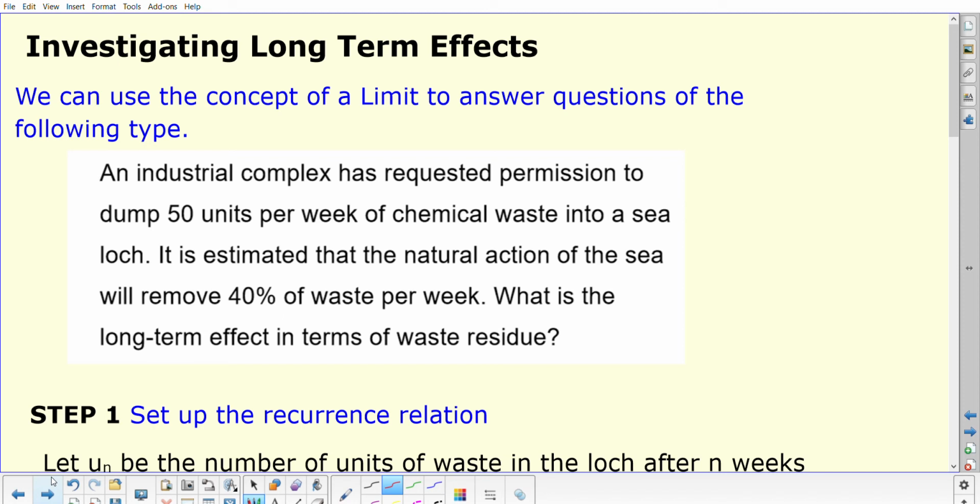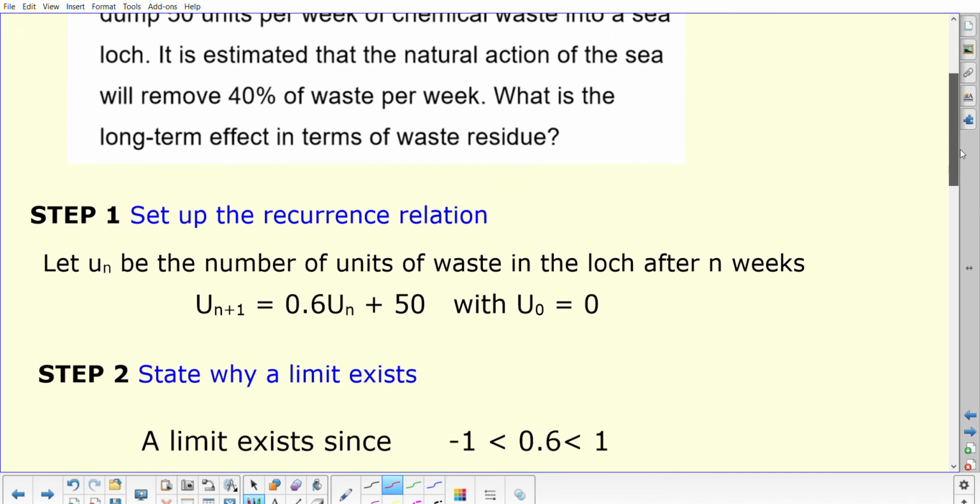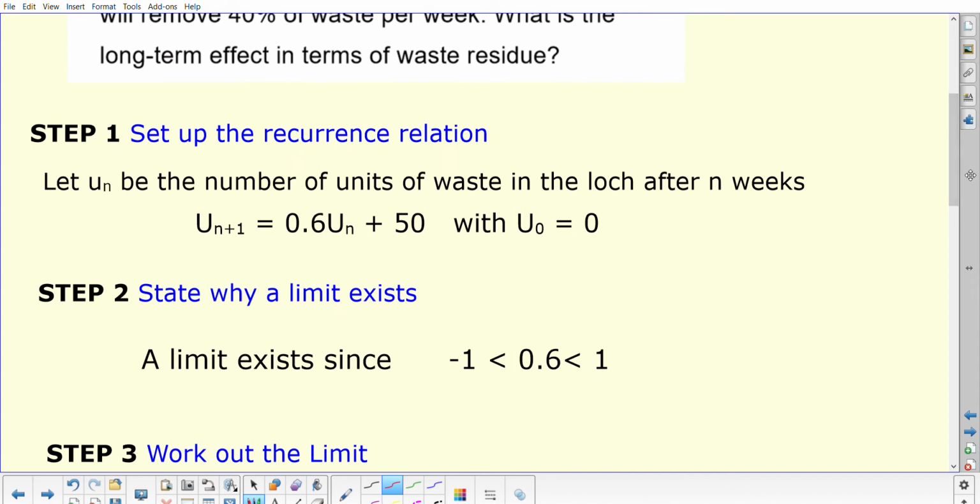So why are we doing this? The following type of question is one that illustrates why we do the recurrence relation. So an industrial complex, they've asked for permission to dump 50 units of chemical waste into the sea. It's expected that the natural action of the sea will remove 40% of the waste per week, and they've been asked what the long-term effect of dumping that waste into the loch would be.